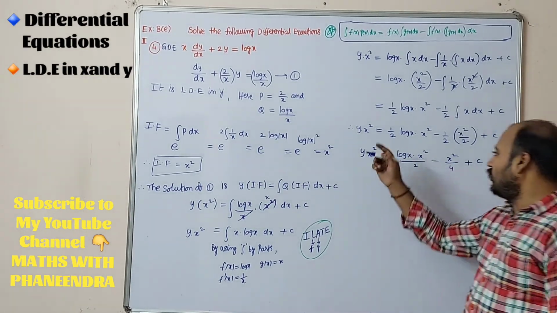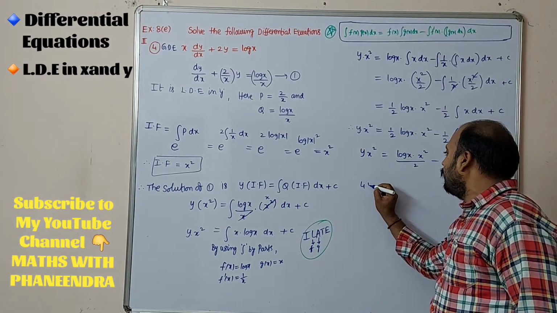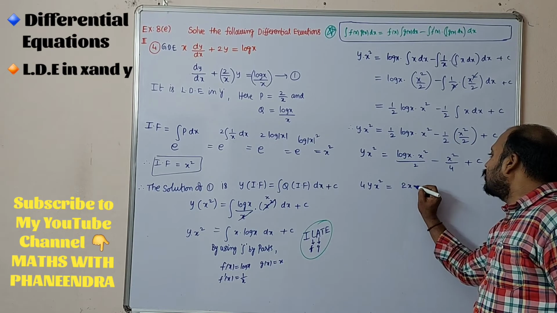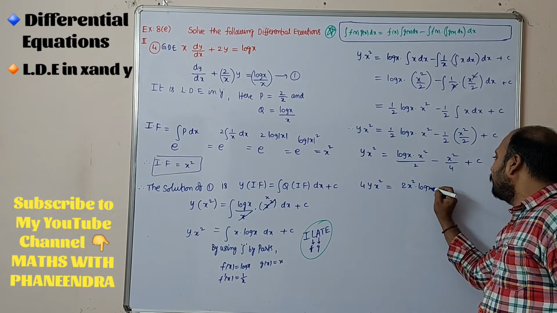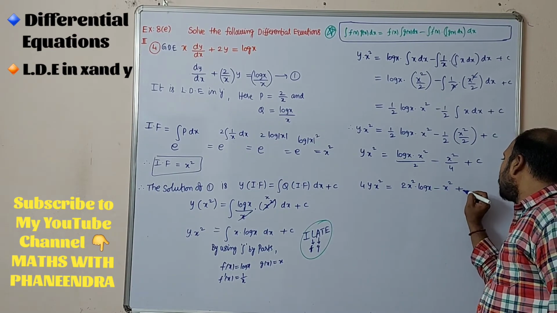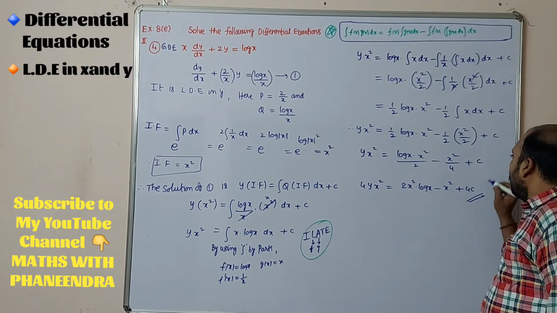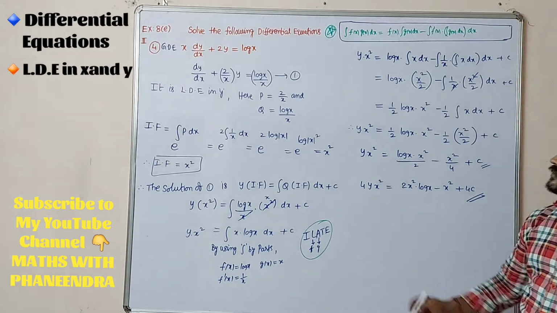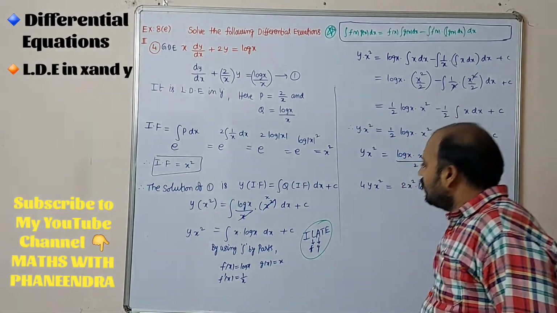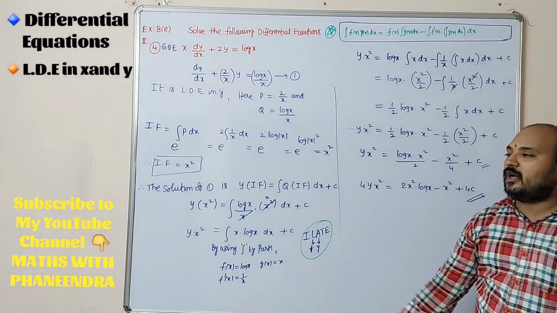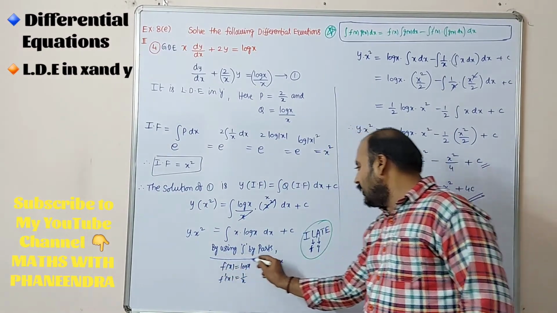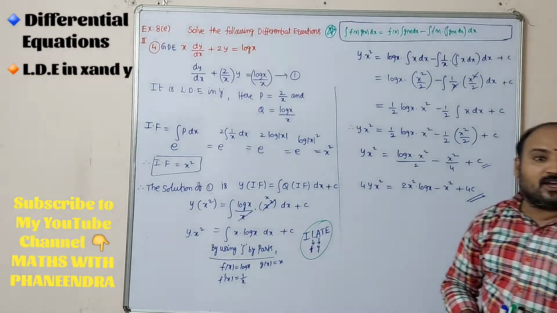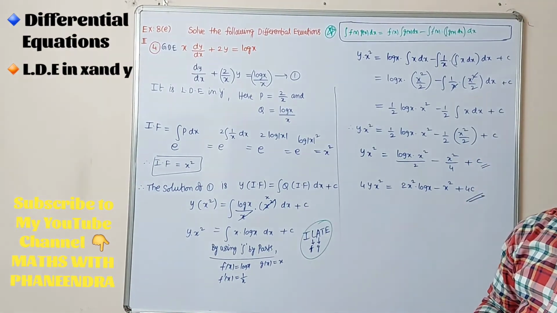Take LCM and 4 you can take to this side. So 4y x squared is equal to 2x squared into log x minus x squared plus 4c. Even till here we can stop, students. This is the required solution. Here you need to understand that by using integration by parts, the integration by parts formula is also given here. I hope you understand.